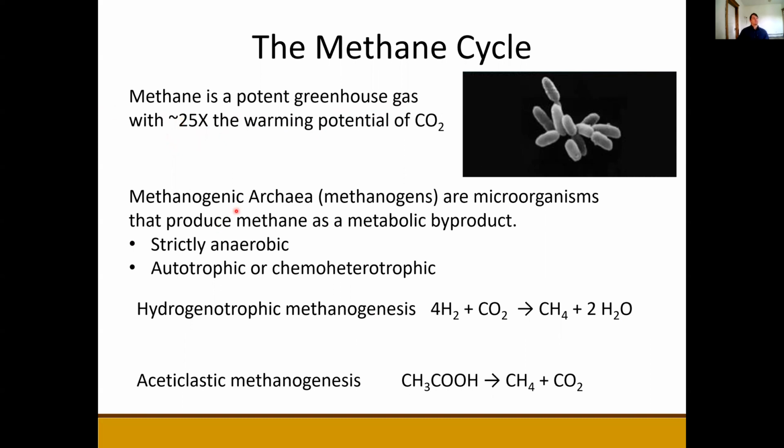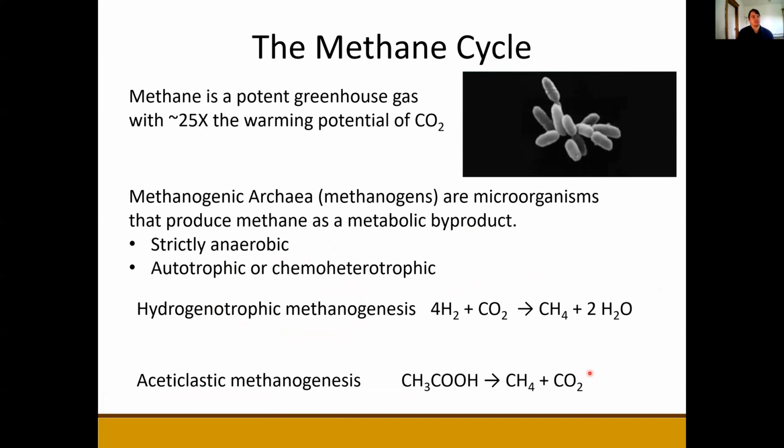Methanogenic archaea, methanogens, by their name, you can think what they do, are microorganisms that produce methane. Methanogens, genic, meaning produce. And they produce methane as a byproduct. They're strictly anaerobic, and they can be either autotrophic or chemoheterotrophic. And there you can see what hydrogenotrophic methanogenesis will look like, and acetoclastic methanogenesis will look like this.